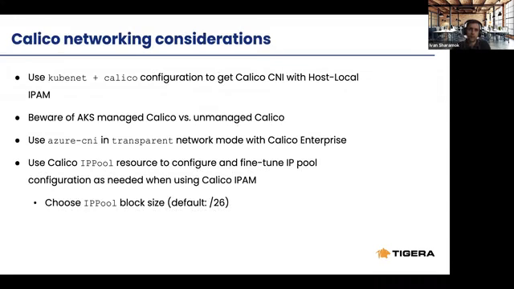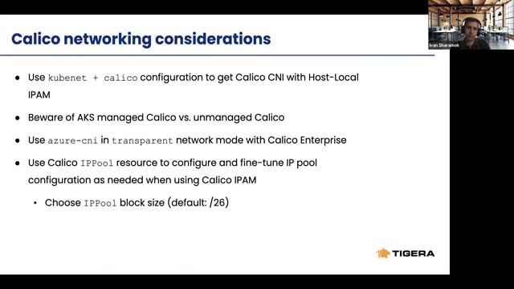On the Calico networking options considerations, it's worth reiterating that when you're using Kubernetes and Calico for network policy, you get Calico CNI with host local IPAM. In that option, that would be an AKS managed version of Calico. So whatever version of Calico AKS installed, you cannot change or upgrade that. If you do, the AKS provisioner or operator will come back and reconcile that to whatever version it installed in there.